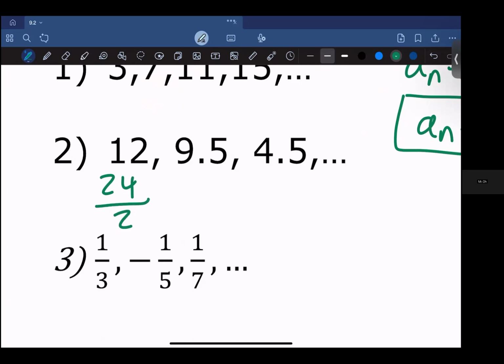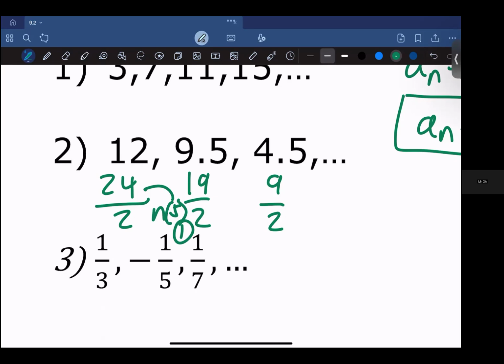9.5 into a fraction would turn into what? 9 times 2 is 18, plus 1 would be 19 over 2. 4 times 2 is 8, plus 1 would be 9 over 2. So looking at this, I see a difference right here. Obviously it has to deal with n, but I can see that maybe if this is my first term, then my n would be what? n times 5, right?